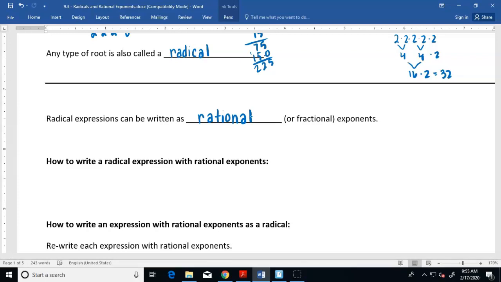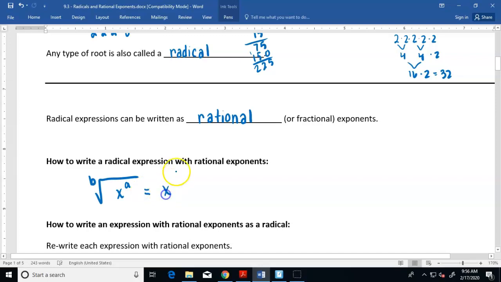Okay? So, one of the main reasons I want you to be able to do this is because typing the 5th root of 32 on the calculator is not very easy to do. You have to go to a bunch of different menus and find stuff that's hard to do. But we can write radical expressions with rational exponents. Let me show you what it looks like. If you have the b root of x to the a power, you can write it like this: x to the a over b.